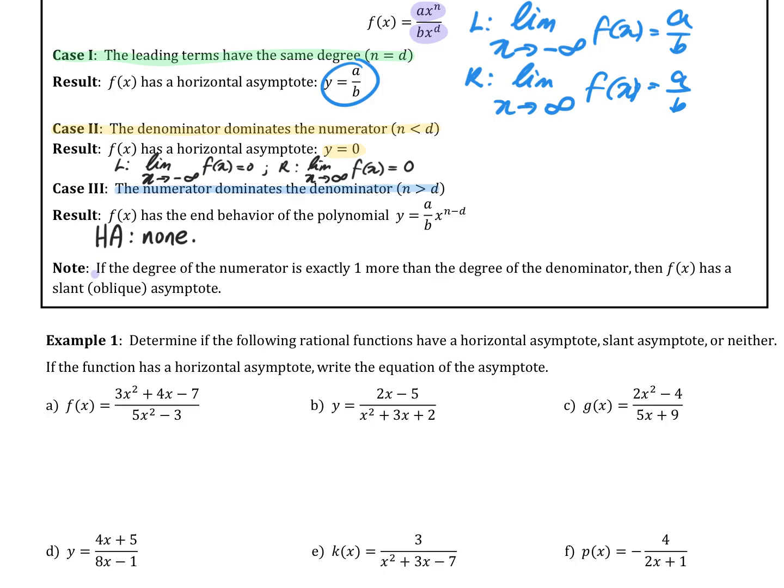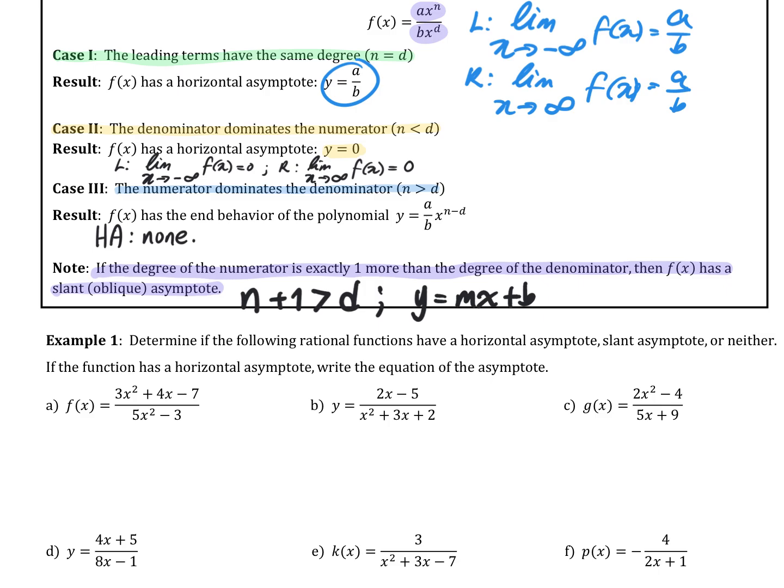Note, if the degree of the numerator is exactly 1 more than the degree of the denominator, then f of x has a slant or oblique asymptote. I would like you to understand this very carefully: it's just like case 3 where the numerator's degree is greater than the denominator's. The only difference is that it is exactly 1 more than the denominator, so we have n equals d plus 1. Now, the slant asymptote is found by using the linear equation y is equal to mx plus b.